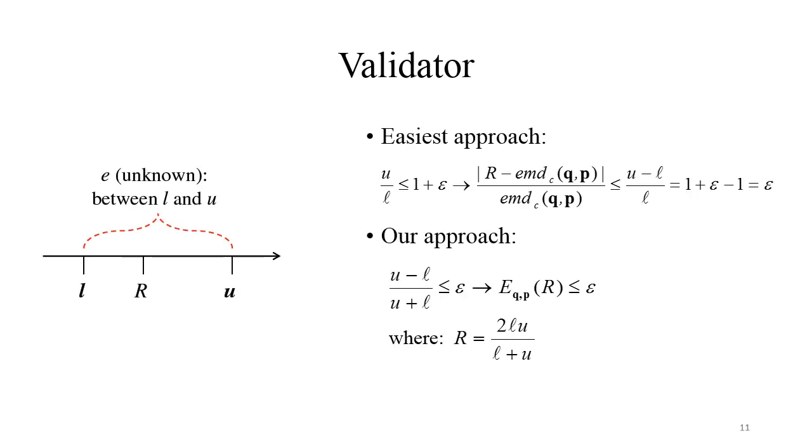In the validator, except for only using the simplest validation condition, U over L smaller than or equal to 1 plus epsilon, we also developed an advanced and better validation condition. In our TKDE paper, we show that this advanced validation condition can still fulfill the EQPR less than or equal to epsilon, even though the gap between L and U is larger. For details, please refer to our TKDE paper.